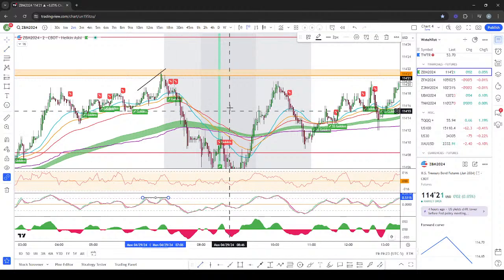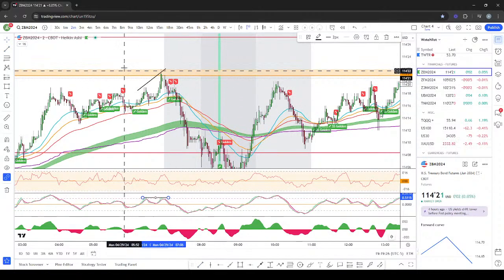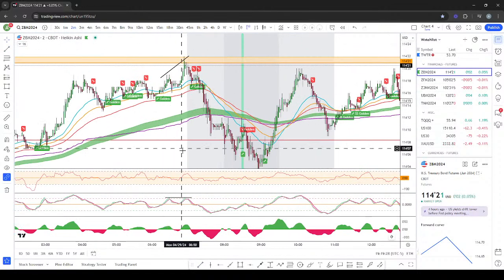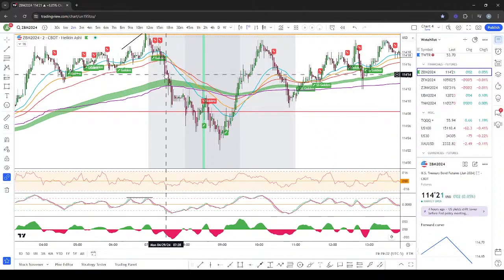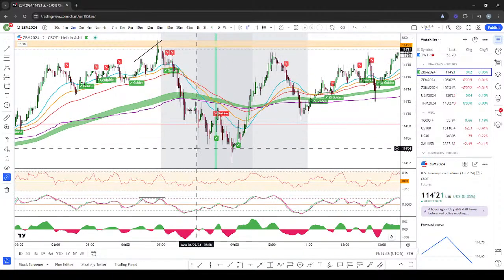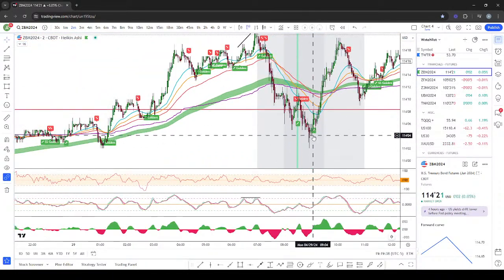Now this can also happen on different time frames. I like the 2-minute time frame, and I also like using the 4-minute time frame. As price is coming down right here after this nice divergence, price is stopping right here.